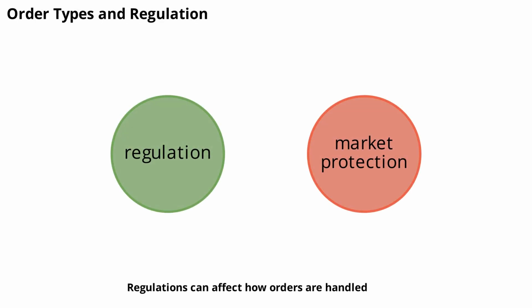Regulations can affect how orders are handled. Some markets have rules to protect investors from extreme price swings, such as circuit breakers or price bands. These rules can impact how and when your orders are filled, especially during periods of high volatility.